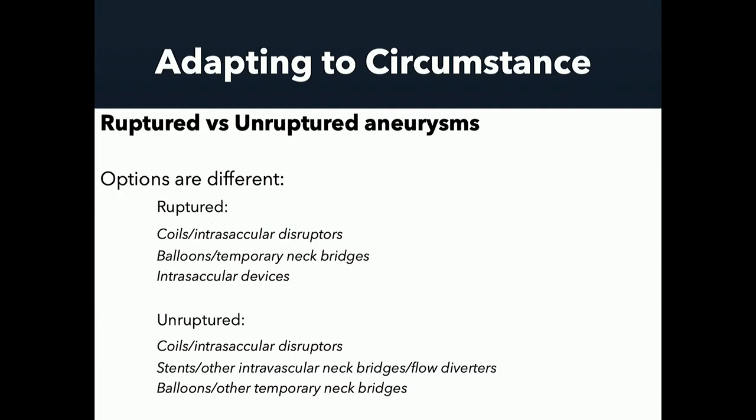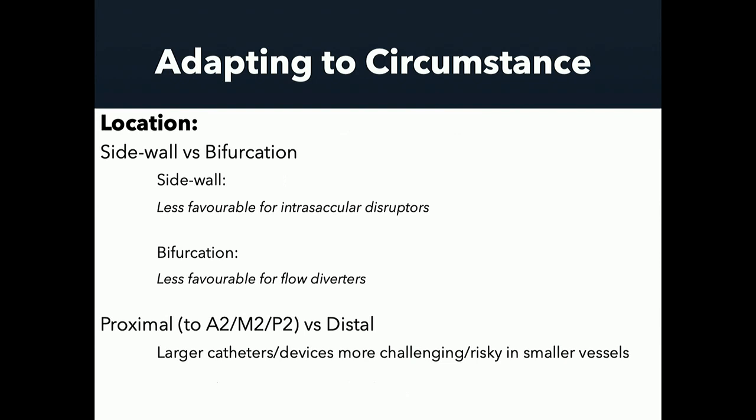And obviously, when you're talking about ruptured and unruptured aneurysms, the options are slightly different in that there's a slight steering away from stents and flow diverters in ruptured aneurysms, whereas you have a full range of kit at your disposal with the unruptured aneurysms. Location of the aneurysm also has a bearing. For example, sidewall aneurysms will tend to be less favourable for things like the web. Bifurcation aneurysms will tend to be less favourable for flow diverters in some cases. And whether the aneurysm is proximal in the circulation or distal in the circulation will also have some bearing in that using bigger catheters to get into smaller vessels is potentially more risky.